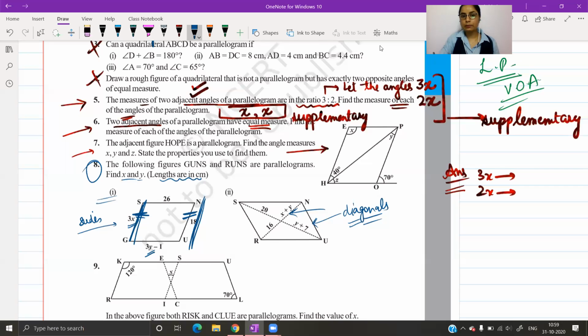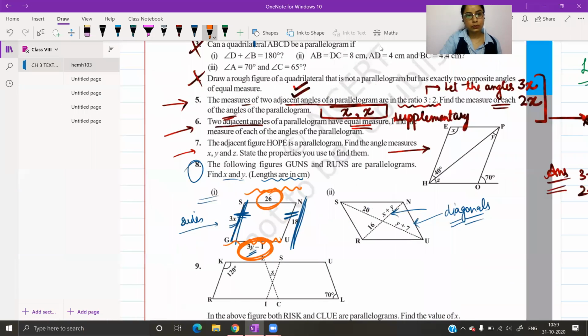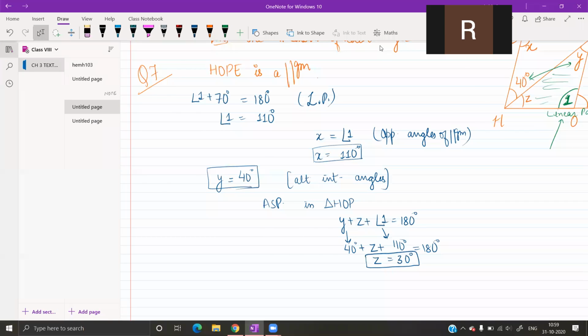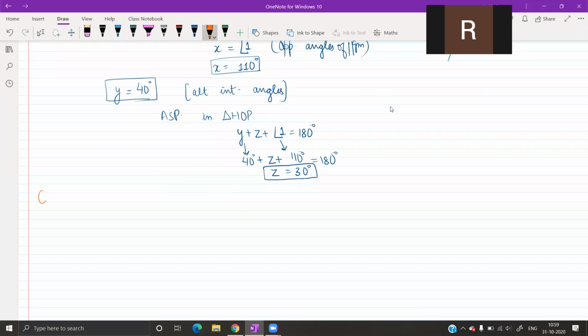So 3x will be equal to 18. And for the other pair of opposite sides, the side on the top and bottom will be equal. So 3y minus 1 is the length of the bottom side, and 26 is the length of the side on top. These two will be equal. And you will have two separate equations, and you will solve to find x and y. Let's write the answer for this one. We will come back to the second one afterwards. X is equal to 6 and y is equal to 9. That's great. Question number 8, first part.